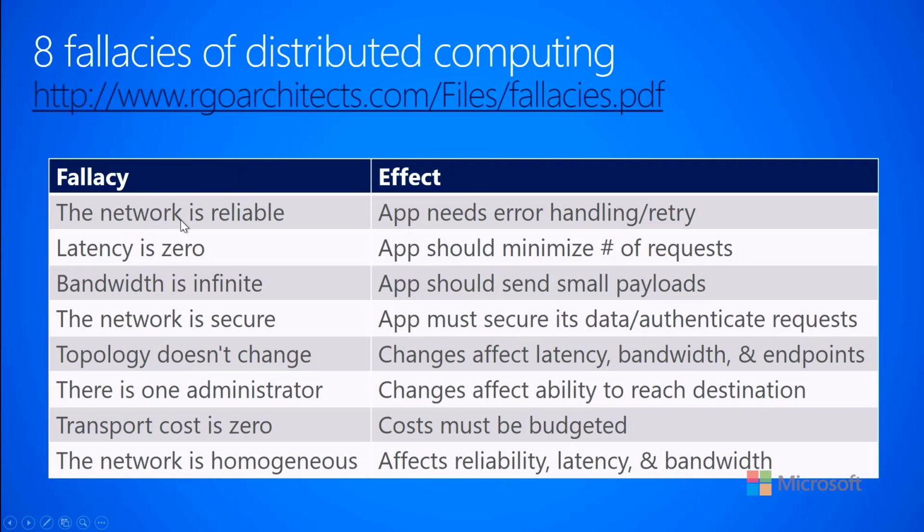The first fallacy is a lot of people think the network is reliable. But in reality, the network is not reliable. The network connections come and go, there's timing issues with it, and so on. And so what this means to you is that when you are architecting your distributed cloud application, your application needs to be able to handle error handling from network communications, and typically we do this by performing retry operations. So we tried to make a connection, that failed for some reason, we're going to retry and make the connection again. The next fallacy is that the network latency is 0.